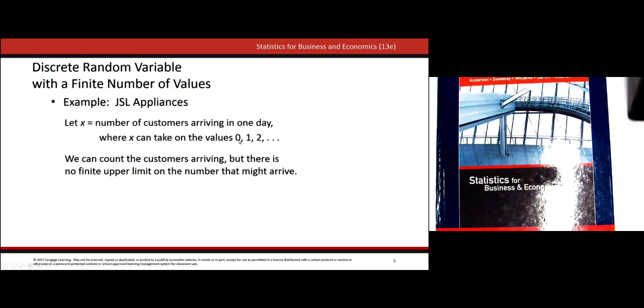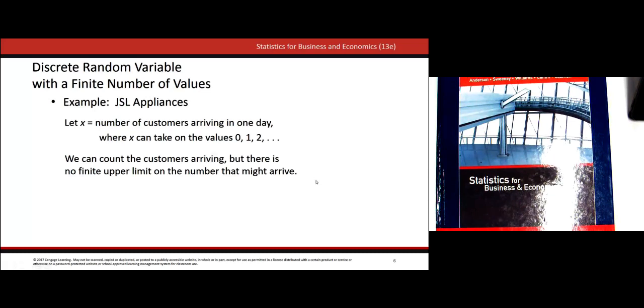How about this one? Number of customers arriving in one day. Here there is no finite upper limit. You can have 0, 1, 2, 3, but there is no finite upper limit. But this is still discrete because it's countably infinite. We can count the number of customers arriving. There is no finite upper limit, but still discrete.